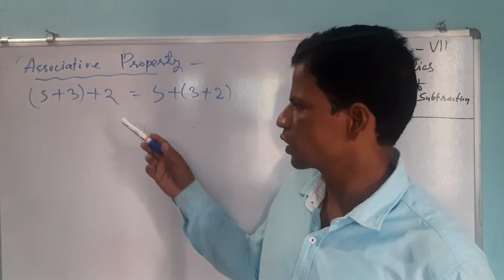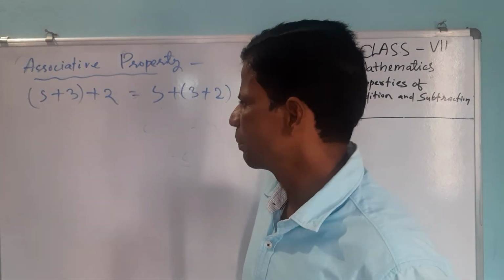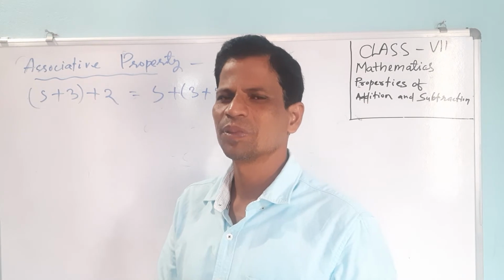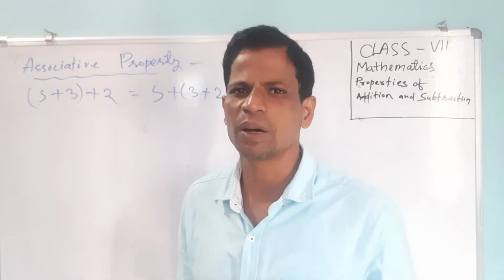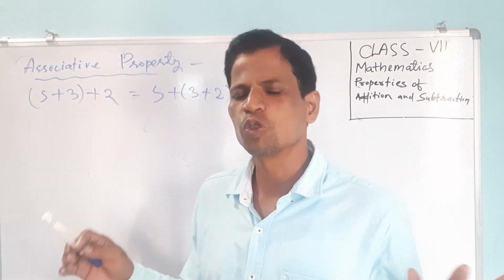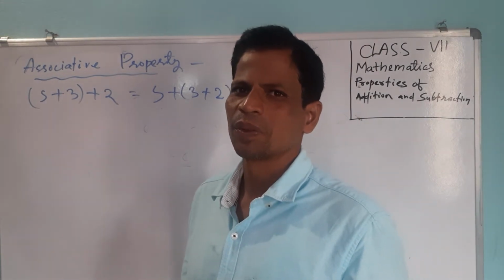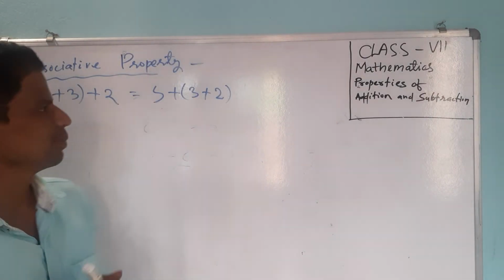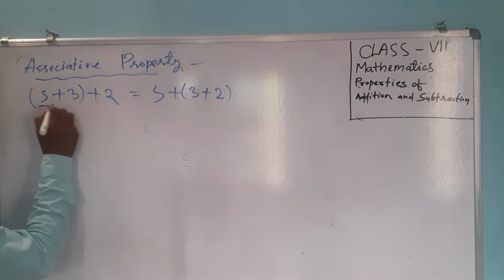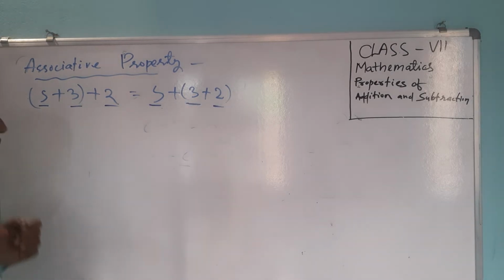Next property is associative. Associative means when we have to add multiple things or multiply multiple things, first we have to group them, and one by one we have to complete. Here it is written, suppose 5 plus 3 plus 2. Here is also 5 plus 2 plus 3 plus 3 plus 2.